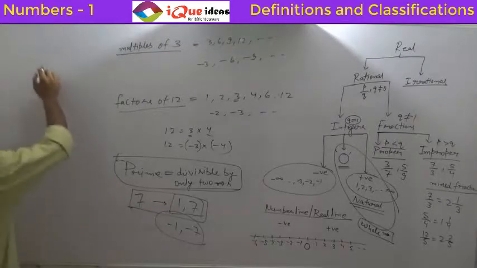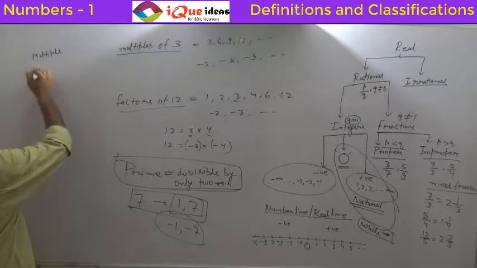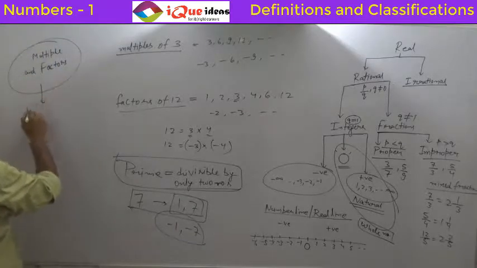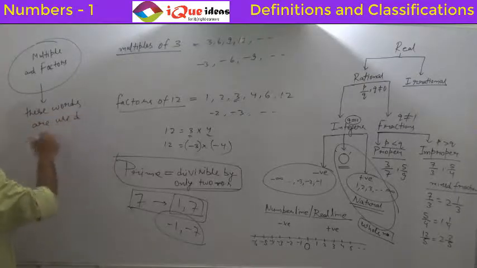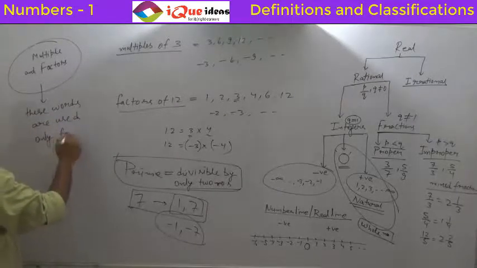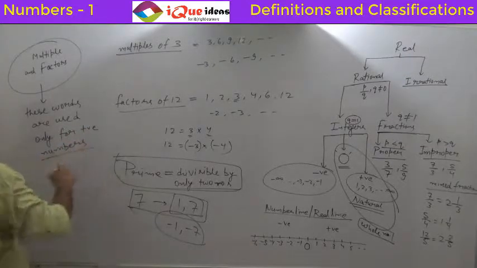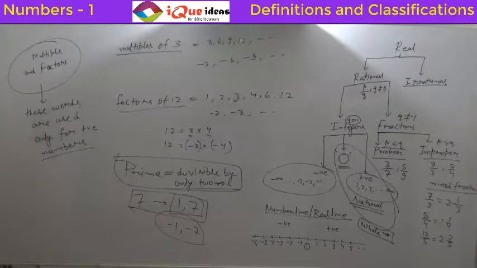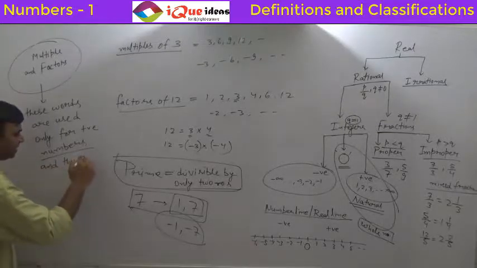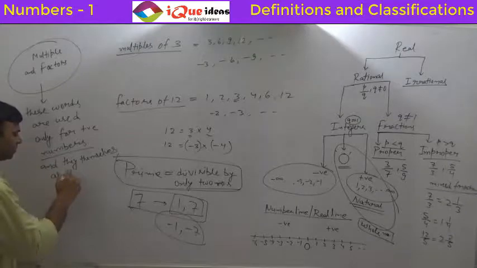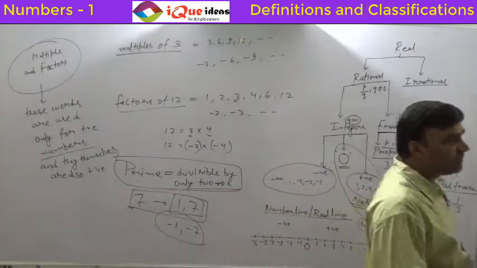Reason is very clear. The words multiple and factors are used only for positive numbers. By definition, by default, they have been defined in such a manner that these 2 words are used only for positive numbers. And they themselves are also positive. So first, they are defined only for positive numbers. Second, they themselves are positive.